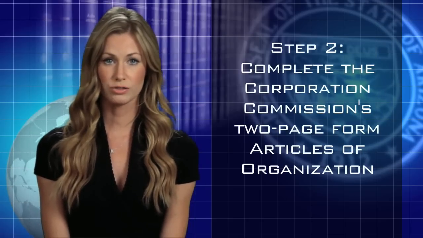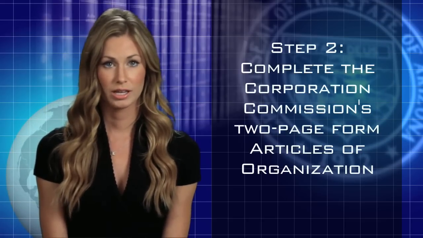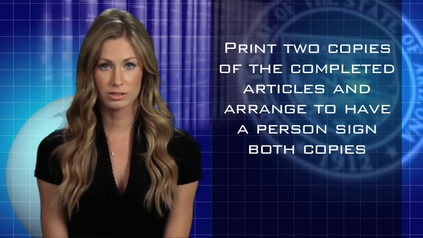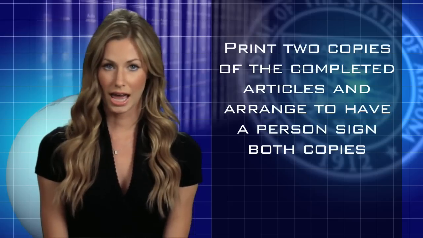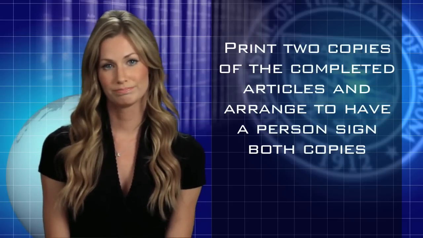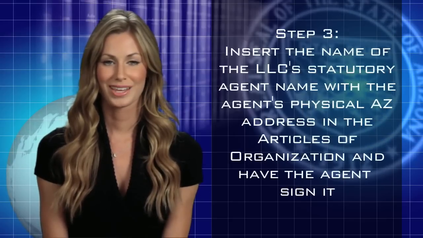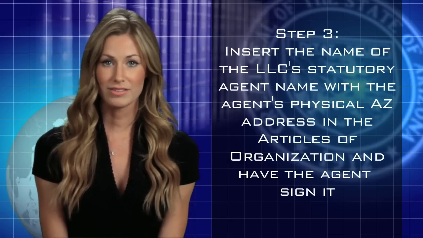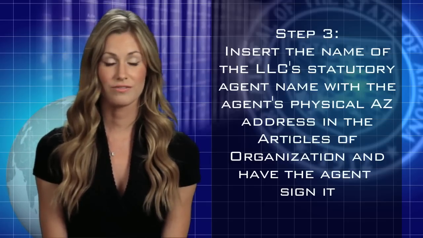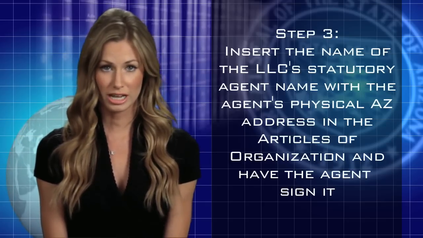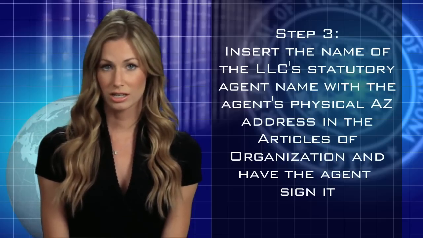Step number 2, complete the ACC's 2-page form Articles of Organization. Print 2 copies of the completed articles and arrange for a person to sign both copies. The signer does not have to be a member or a manager. Step number 3. Every Arizona LLC must have a statutory agent with an actual address in Arizona. Insert the name and the physical address of the LLC's statutory agent in the Articles of Organization and arrange for the statutory agent to sign it.